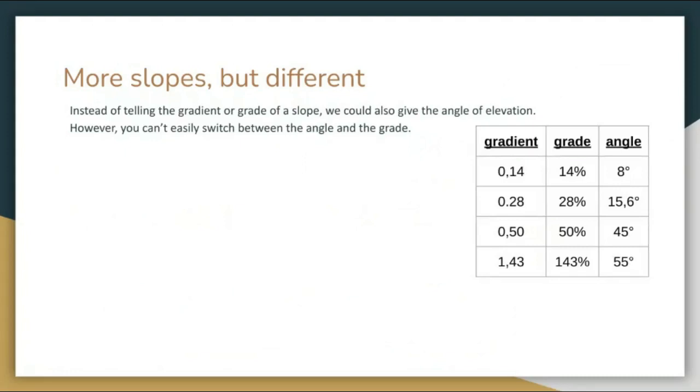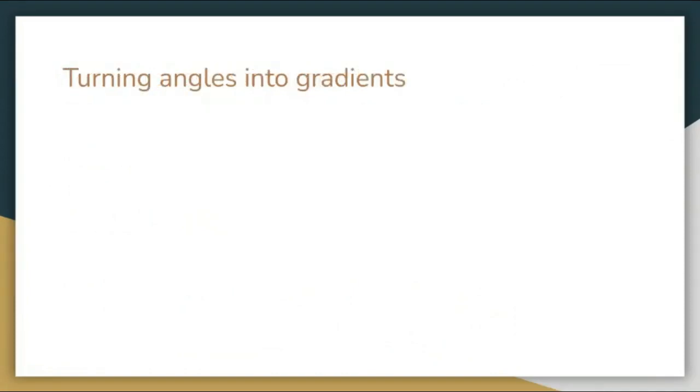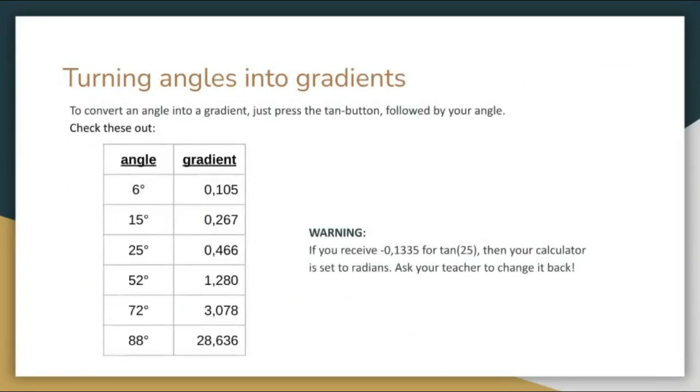To turn angles into gradients, we have a special function, the tangent. The tangent has its own button on your calculator. So grab your calculator and try it for yourself. Press the tan button, followed by these numbers. Pressing enter should give you the correct gradient.